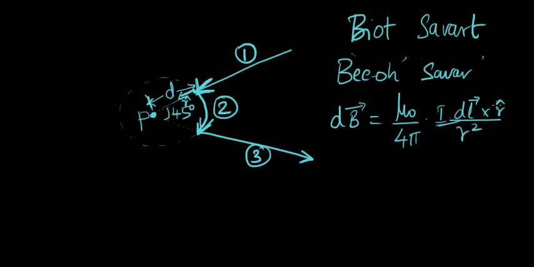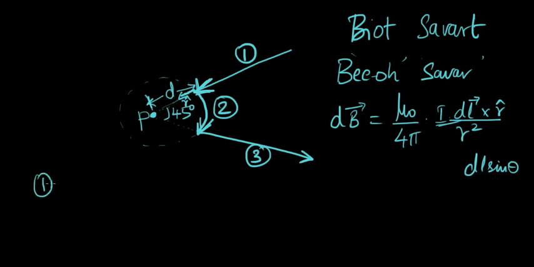So if we again solve this, the cross product of any two things is just those two things. This basically is a unit vector, so you'll get dl sine theta, where theta is the angle between the current carrying conductor and the unit vector, right? So as simple as that.